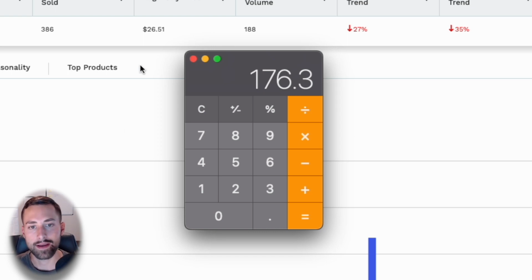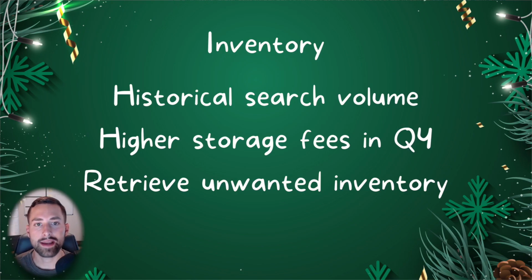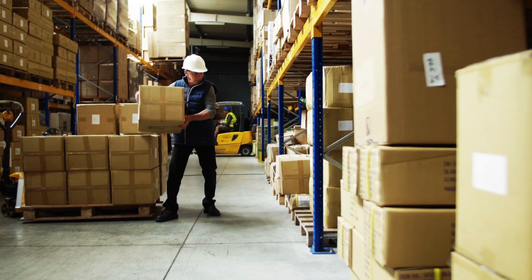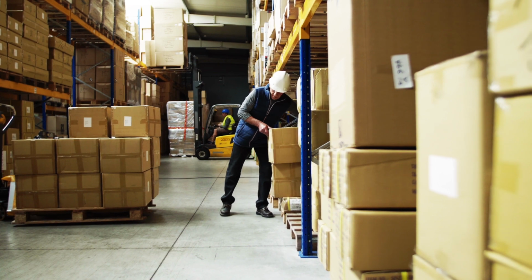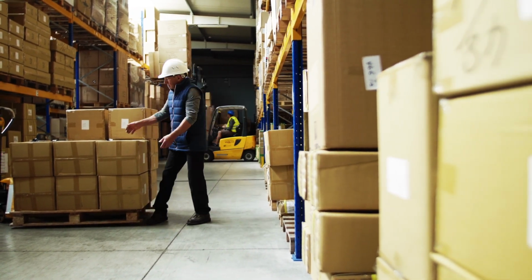Okay, moving over to the next inventory topic, and this is around storage fees. Storage fees, I'm sure they go up in October, November, and December of every single year, and they're going to actually increase even more this year because of the inflation and fuel surcharge that we're seeing in 2022.